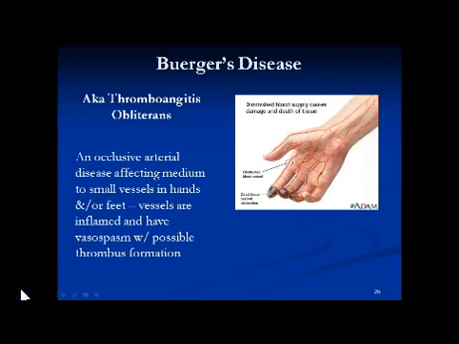So there are some notes posted in the course for both Berger's and Raynaud's, but I'll briefly go over them. Berger's disease is an occlusive arterial disease affecting medium to small vessels in the hands or feet. Vessels are inflamed and have vasospasm with possible thrombus formations. They may have a little bit of blood clot in there. So etiology is really unknown at this time, thought to have an autoimmune property and an inflammatory response along with that.